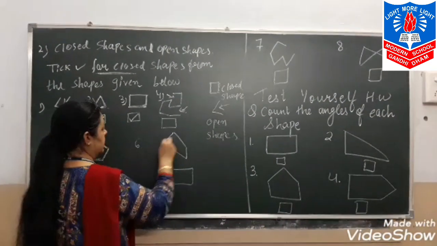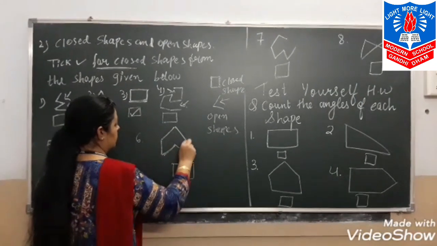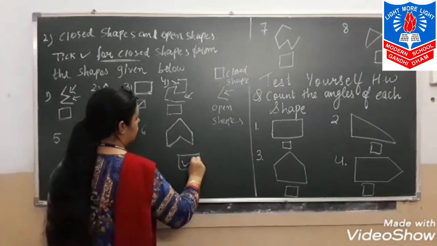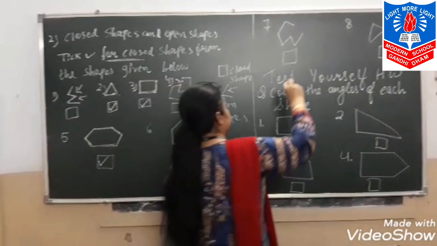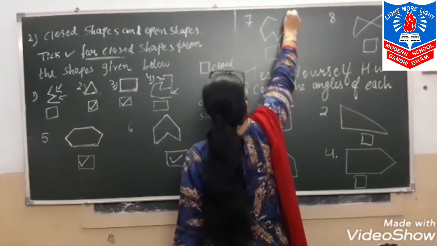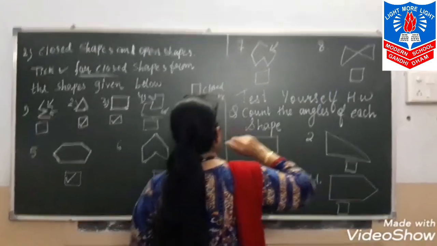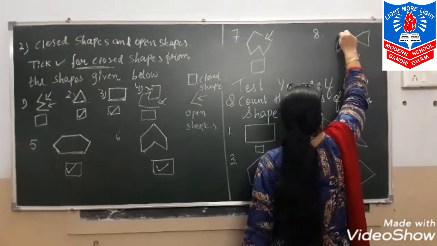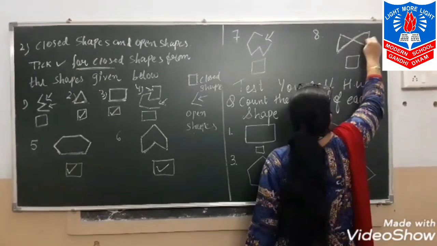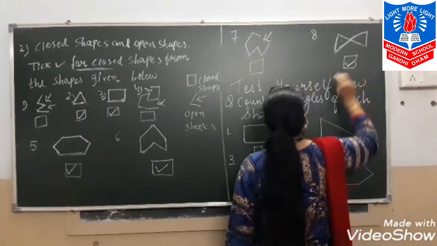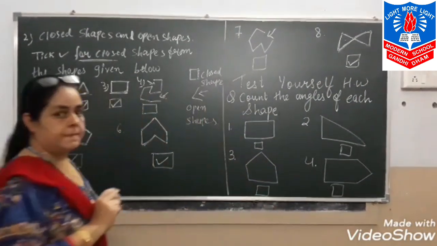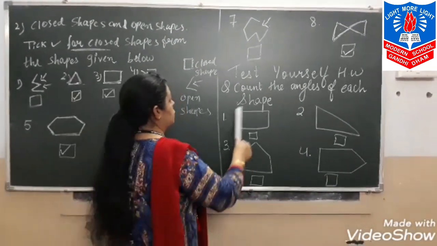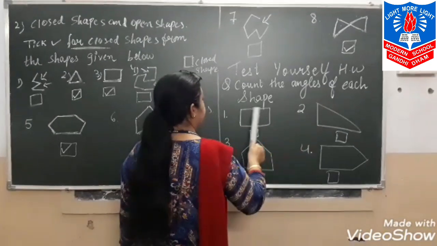This figure is also 6 sides and all sides are closed. We cannot enter from any side, so it is a closed figure. And this one, see, this side is open, so it is an open shape figure. And the 8th one, see, all sides are closed, so it is a closed figure. Understand? Homework: count the angles of each shape.